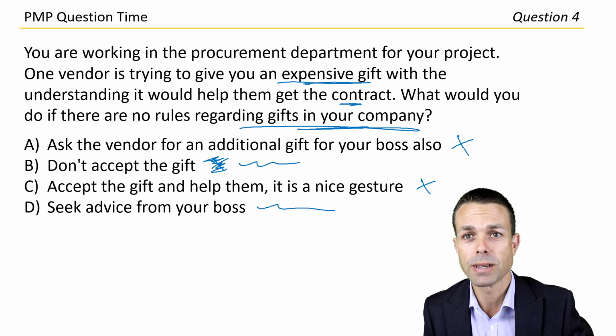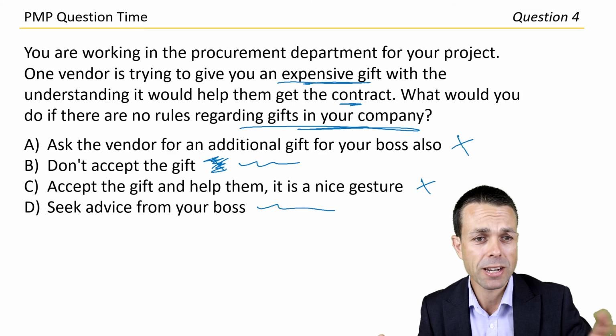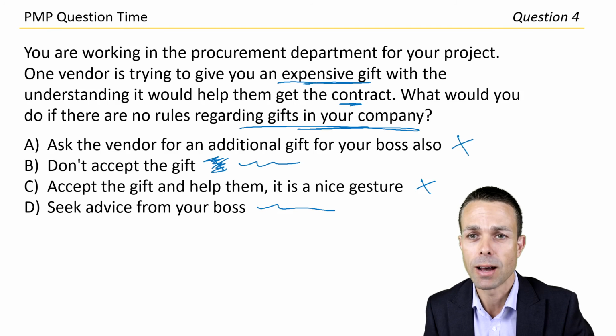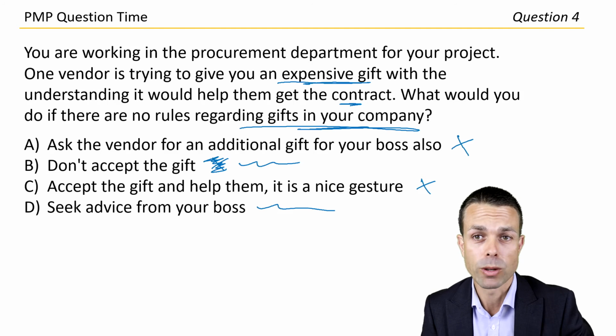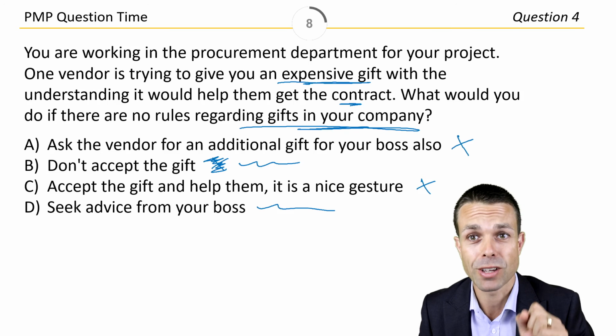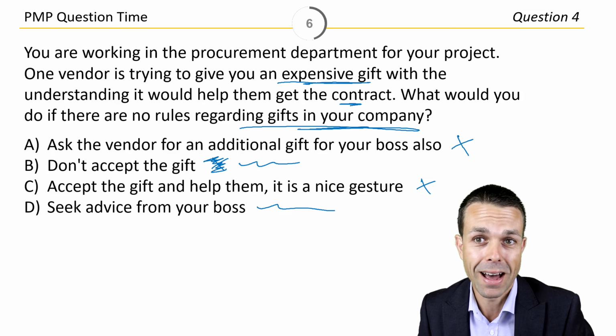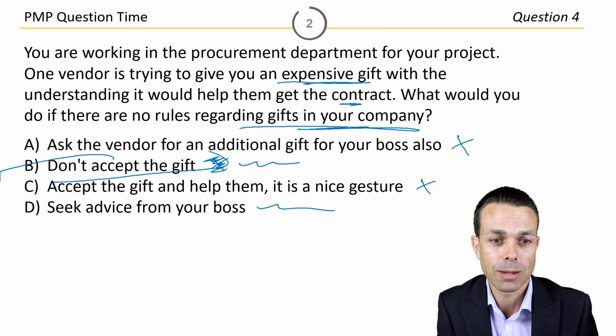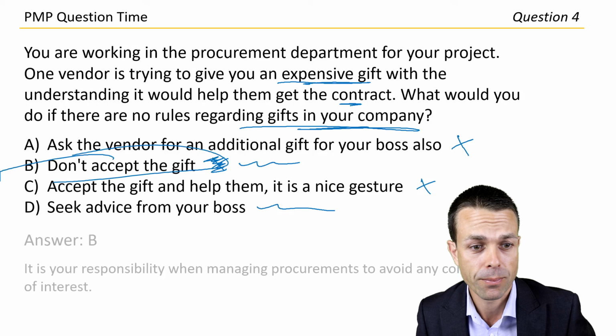But I think, look, ultimately what we want to do as a project manager is act with no conflict of interest. So if we do something that's going to put the project in jeopardy in the future, then we don't want to do that. We want to be avoiding conflicts of interest because trust me, it's going to come back and bite you in the bottom. So let's go just straight up with not accepting the gift. Let's go with letter B.